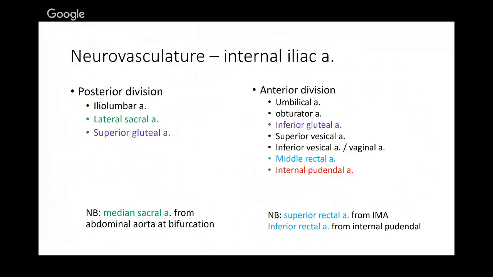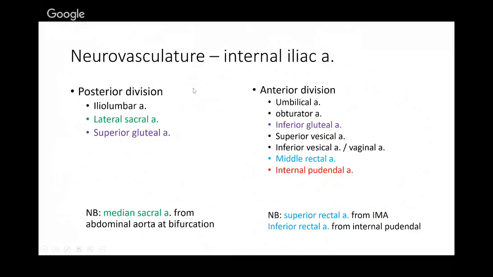Okay, the most important artery of the pelvic and perineum area is the internal iliac artery, because the common iliac artery bifurcates into internal and external. The external goes on to supply mainly the lower limb, and the internal iliac artery is the main one in the pelvis and perineum.